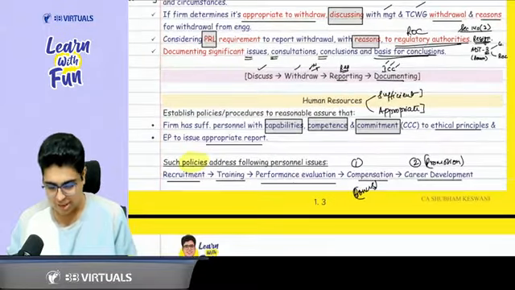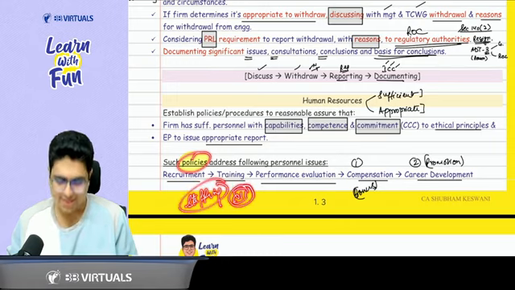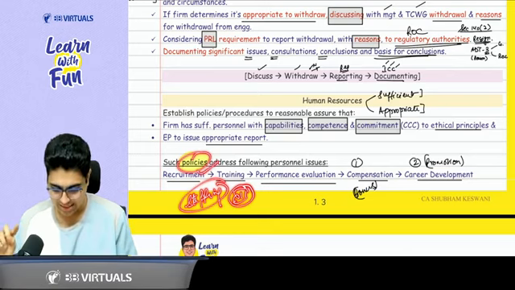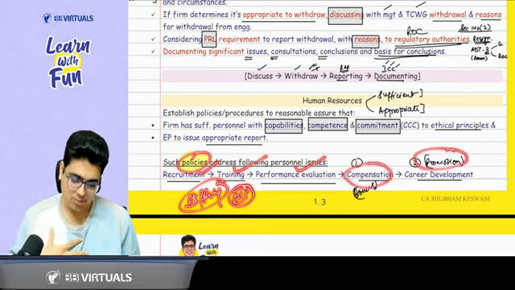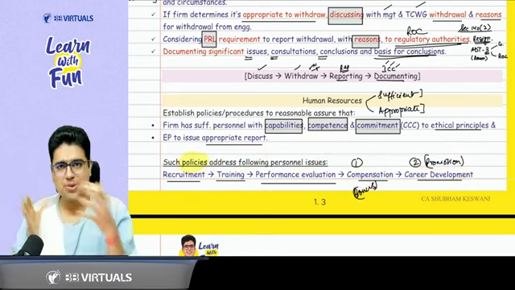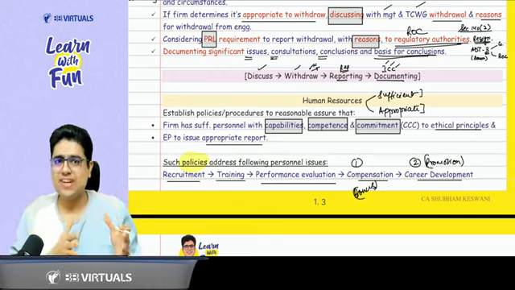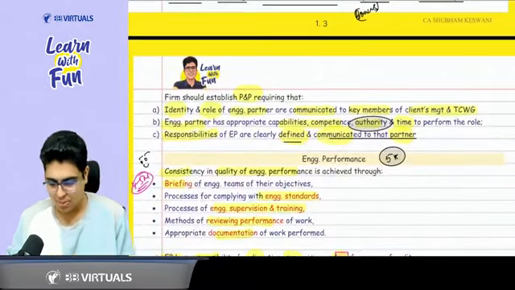Now, sir, what will be the policies? This is just the staffing process. This is just the staffing process which you used to study in class 12th. What was the staffing process? Recruitment. Then you do the training. Then you evaluate the performance. If the person is doing good, you give the compensation and promotion. So promotion means career development. So just go with the flow. Recruitment, training, performance evaluation, compensation, promotion. Promotion means career development.